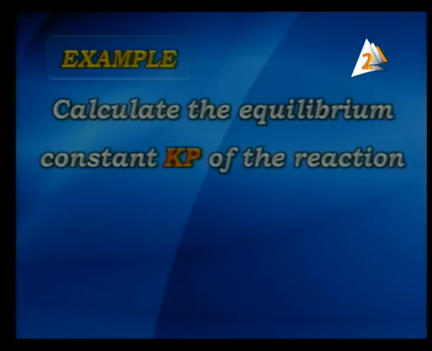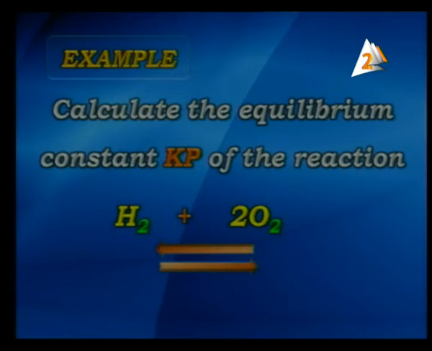An example to explain this shift. Calculate the equilibrium constant of pressure Kp of the reaction. Which reaction here? We have H2 plus 2O2. And what are the products here? Directly, we say it is a reversible reaction. We have two molecules of water, 2H2O.